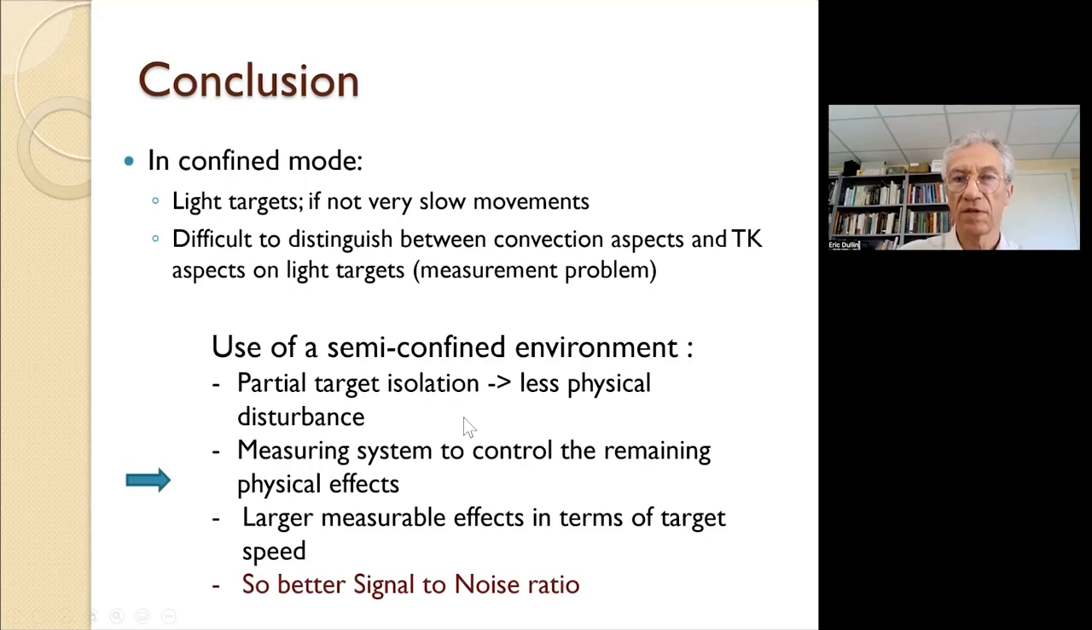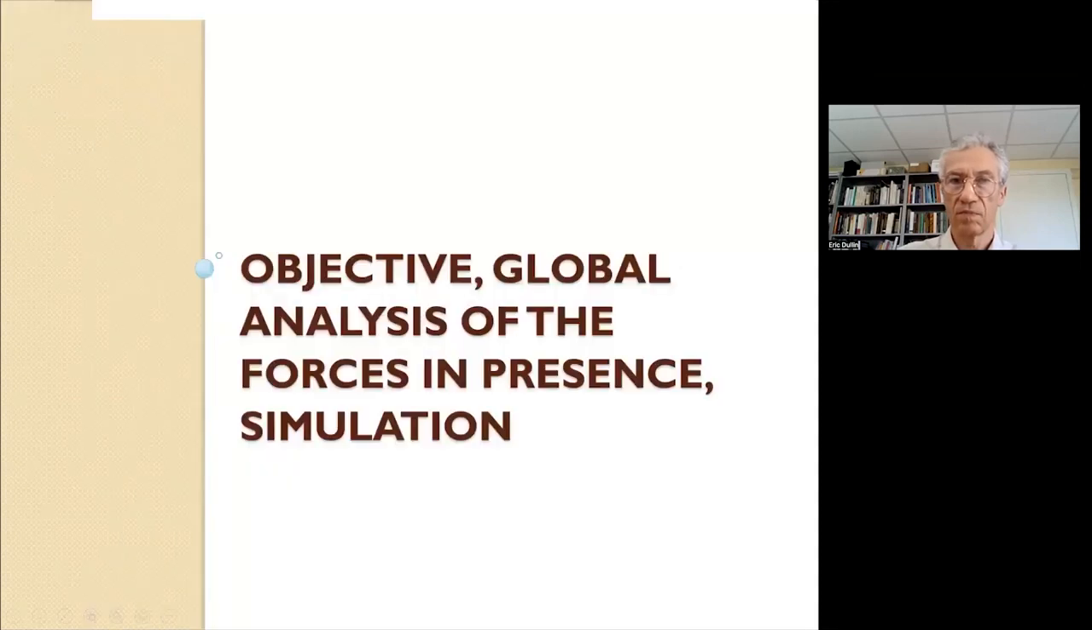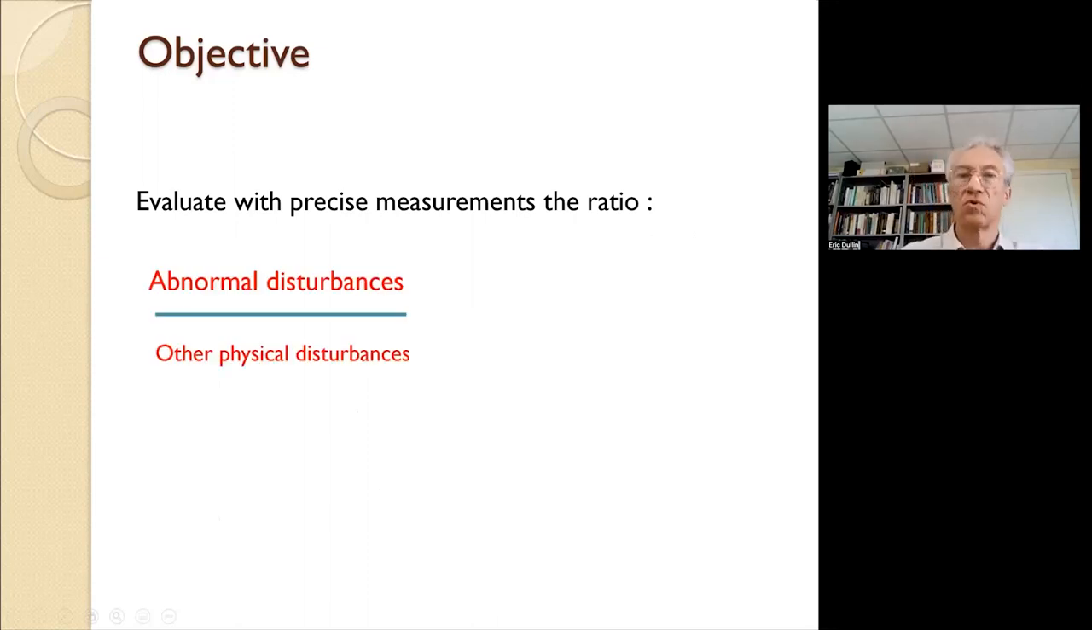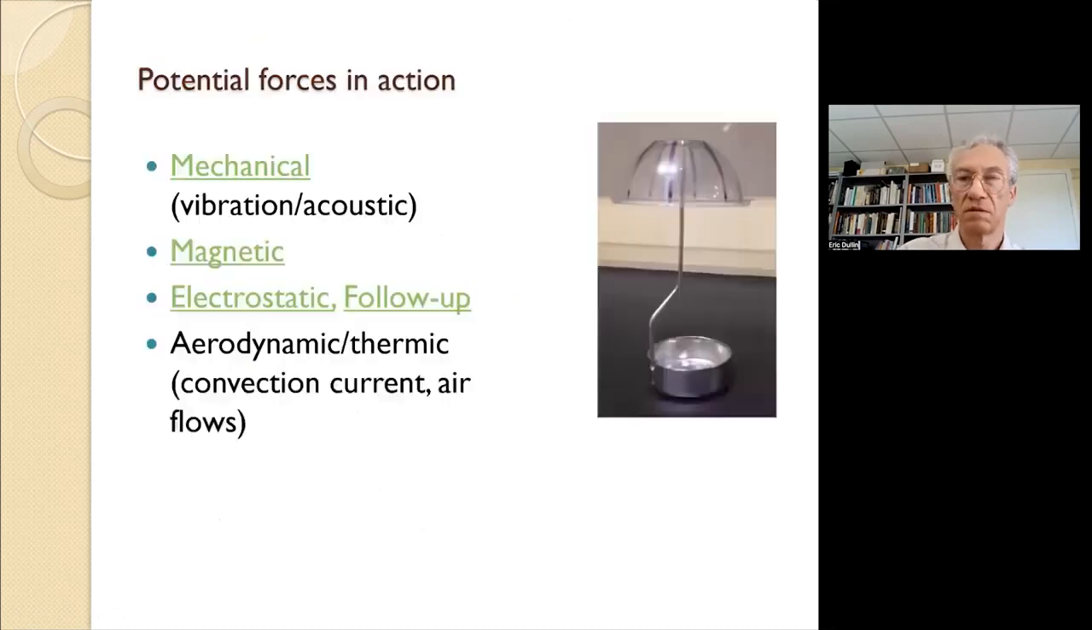So we use a partial target isolation, so we have less physical disturbance. We measure the remaining physical effect, and we try to have a large measured effect with a good speed of the target. So we have a better signal to noise ratio. Our main objective is to look at this ratio, the abnormal disturbance over the physical disturbance. So it's not statistics, it's really about physical.